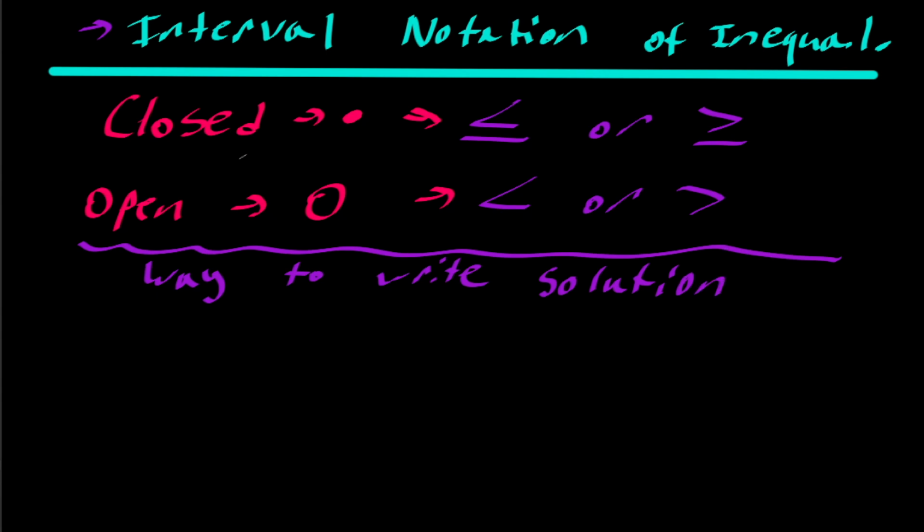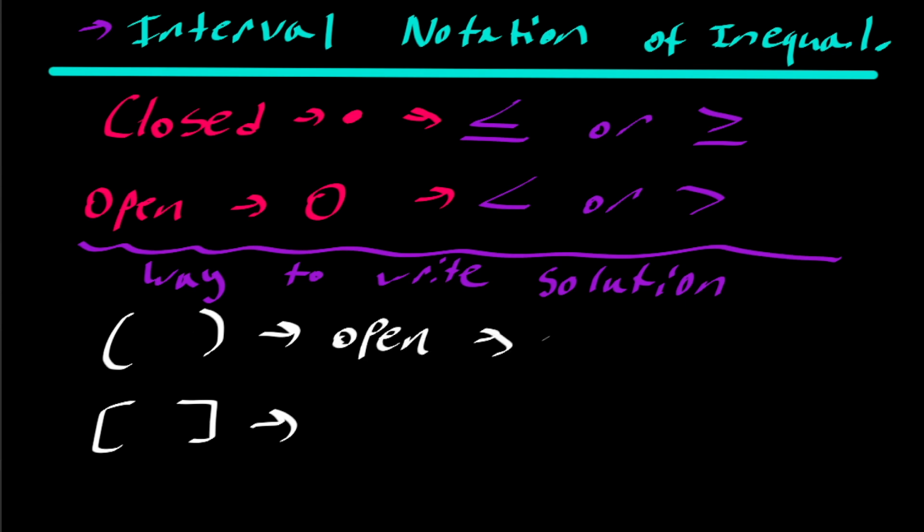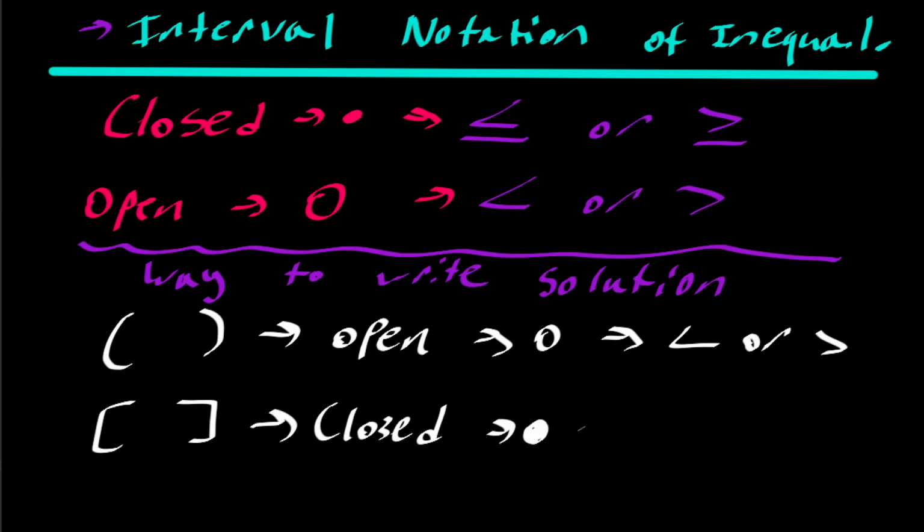What we're going to do is use parentheses and brackets to write those answers. Parentheses is for open circles, or less than or greater than. And then a bracket, you could probably figure out, goes with a closed circle, so it's shaded in, or once again, less than or equal to or greater than or equal to.